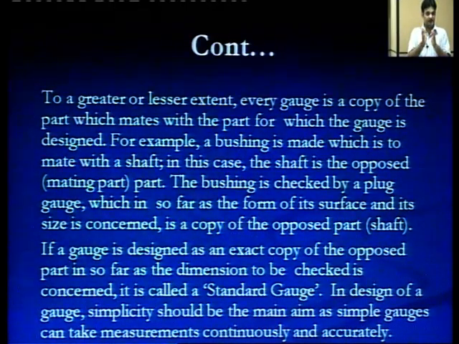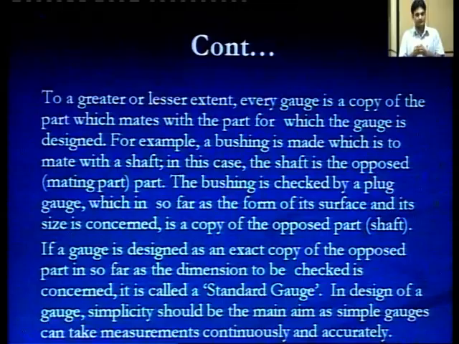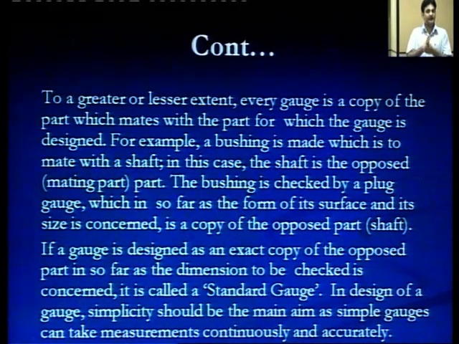The shaft is the opposite part. So, the bush is made exactly to the size of the shaft that we are going to mate with. Now, this bushing is checked by the plug gauge, because the shape of the plug gauge is also similar to the bush, which is further the copy of the opposite part, that is, the shaft.